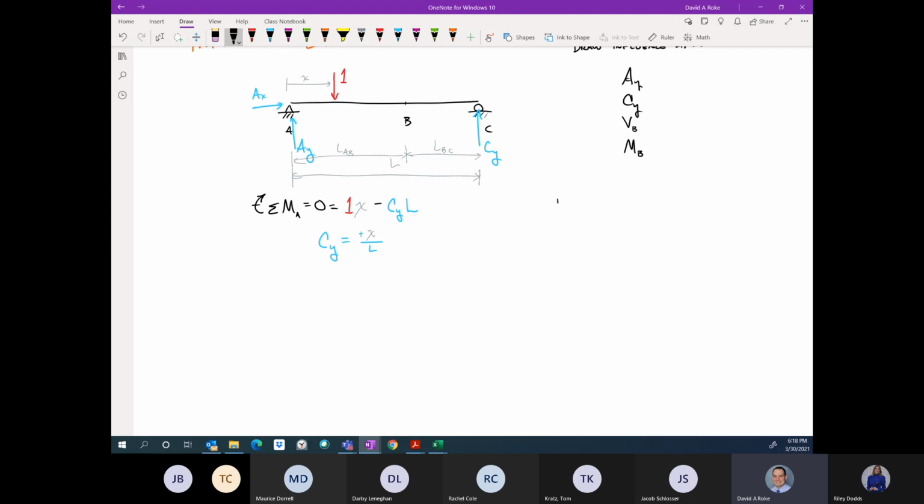And so what I can do with that is make a plot of CY versus X, where X ranges from 0 to L, and CY will range from 0 when X is equal to 0, since 0 over L is 0, to X equals L. This is a linear function, so I only need 2 points. When X is equal to L, CY is equal to 1. So there's my influence line for CY.